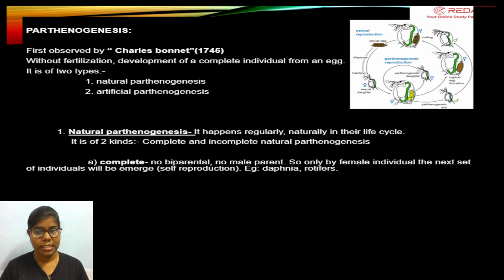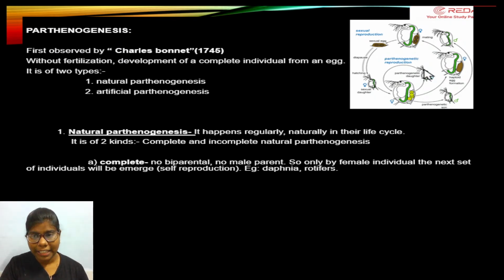Complete parthenogenesis na enna, no biparental, no male, only female. Female alone can produce the next generation with a whole individual. எந்த ஒரு டேமேஜ்மே இல்லாம continuously, completely they can produce without the involvement of the male. So it is a complete parthenogenesis that is natural. Example, daphnia. Here I have given, this is a daphnia.